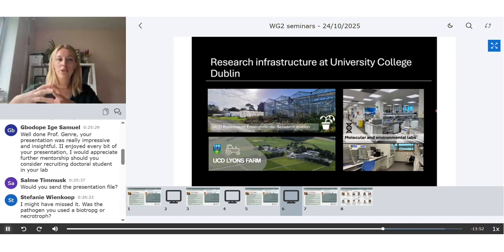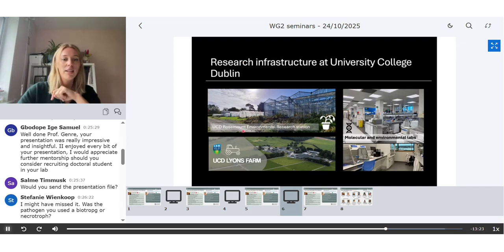And so to answer these questions, we have some really nice research infrastructure at UCD. We have these great state-of-the-art molecular environmental labs where we do all of our spore processing and all the downstream molecular analysis. We also use these facilities for in vitro cultivation of our AMF isolates using root organ cultures. And we've also started to play around with asymbiotic cultures as well.